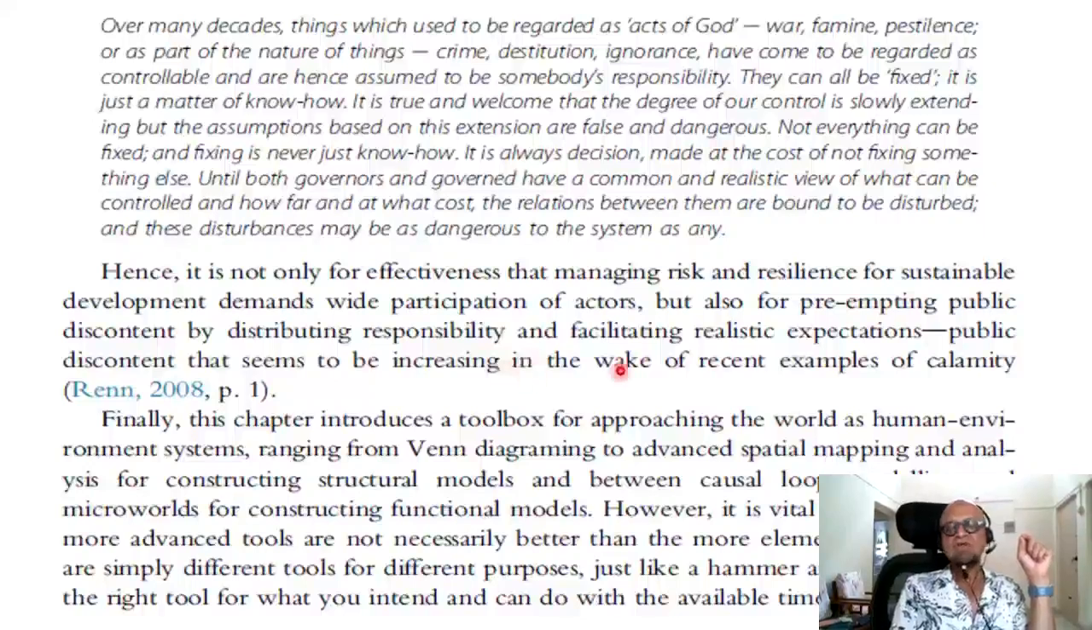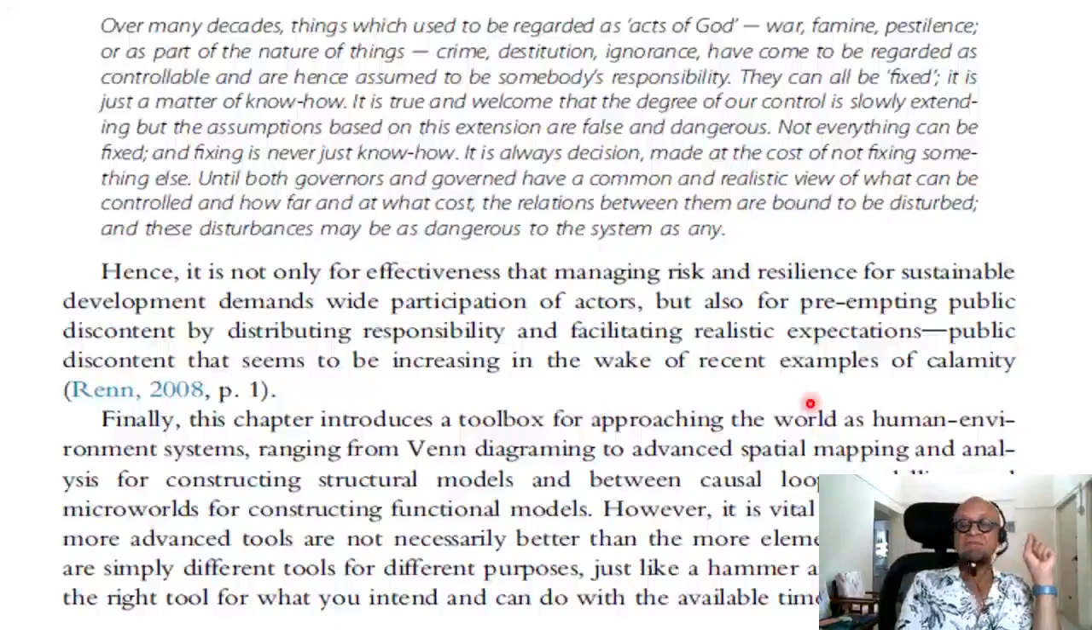They may suppress them, but then it leads to other problems in education, quality of life, and so on. Hence, it is not only for effectiveness that managing risk and resilience for sustainable development demands wide participation of actors, but also for preempting public discontent by distributing responsibility and facilitating realistic expectations. Public discontent seems to be increasing in the wake of recent examples of calamity. So this goes back to 2008, but that was probably the calamity of the financial crisis, but you can look it up.